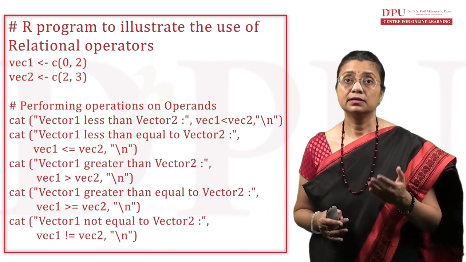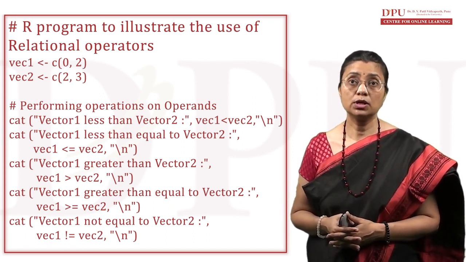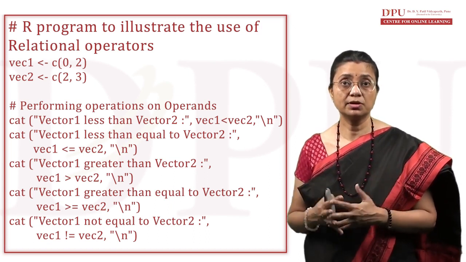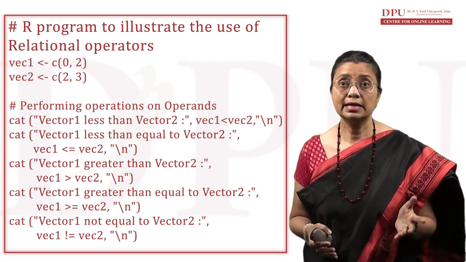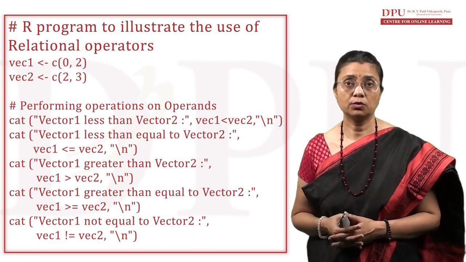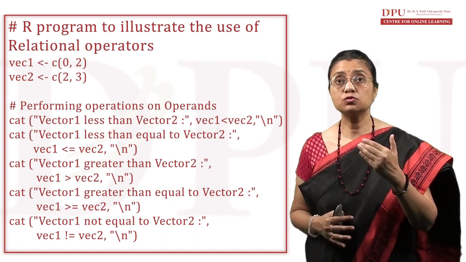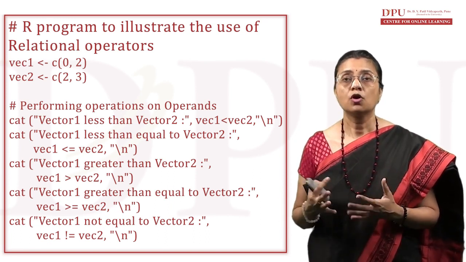And like that, in the next cat command, we are writing vector 1 less than or equal to vector 2, and so on. So we have incorporated 5 commands, and with the 5 commands, we are performing 5 operations: less than, less than or equal to, greater than, greater than or equal to, and not equal to. And accordingly the values. Which values? The values of vector 1 and vector 2 are compared for true or false.